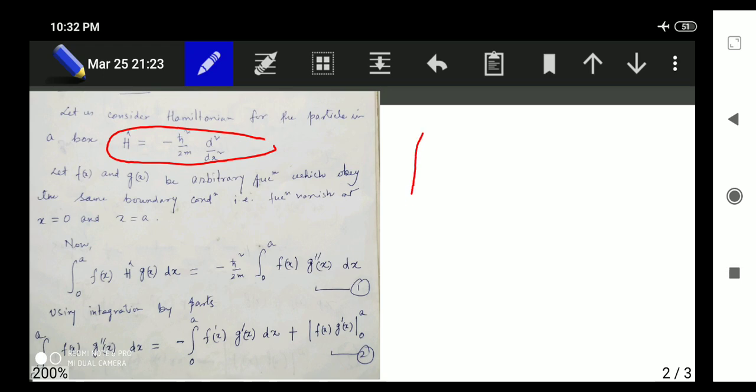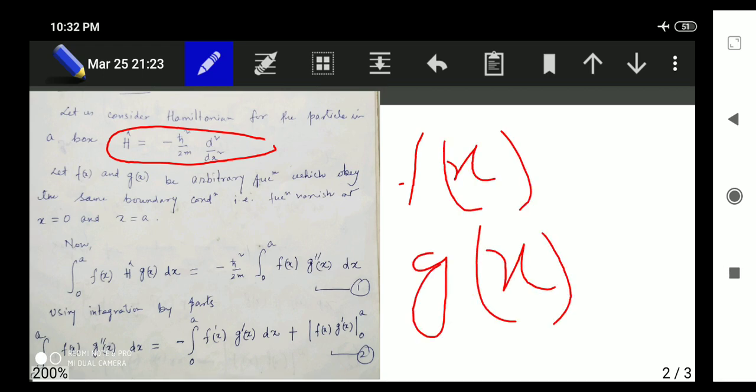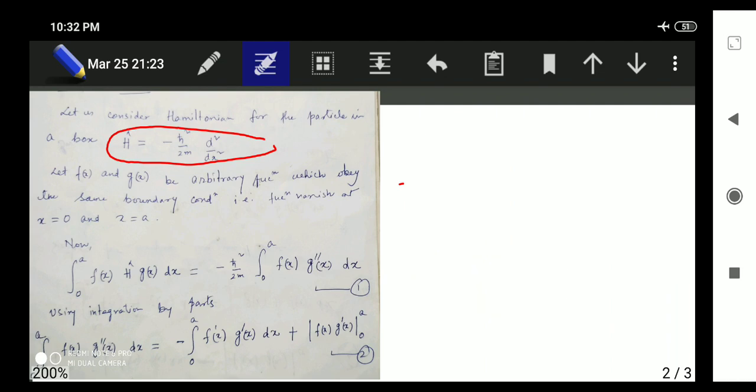Let f(x) and g(x) be two functions. These two functions are such that at the boundary, meaning x equal to 0 and x equal to a, both the functions vanish. They are very much similar to your wave function. In a one-dimensional box, you know the wave function vanishes at the boundaries, isn't it? So this is very much like your wave function. So we have f(x) and g(x), two functions which vanish at the boundary x equal to 0 and x equal to a.